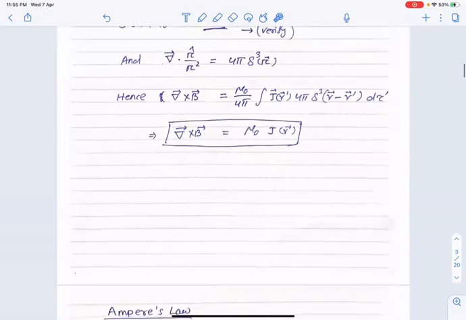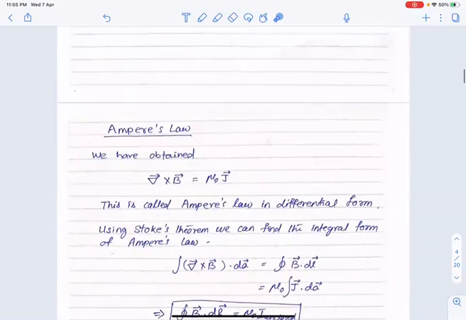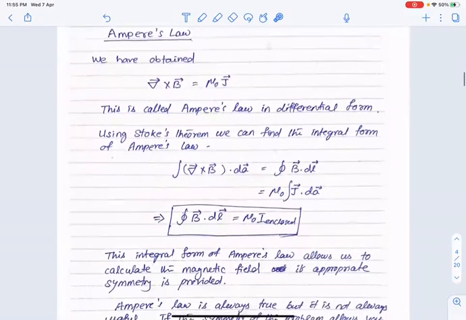Now this is a very famous law, known as Ampere's law. What you have obtained, the curl of B as mu 0 J, is known as Ampere's law, and that's in differential form, of course. You can convert it into integral form by using Stokes' law.